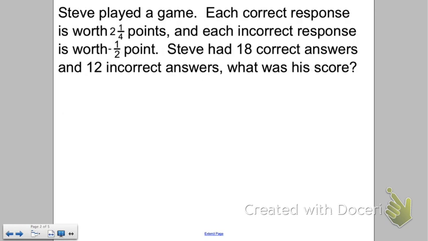The second question. Steve played a game. Each correct response is worth 2 1/4 points, and each incorrect response is worth negative 1/2 point. Steve had 18 correct answers and 12 incorrect answers. What was his score? Copy down the second problem.